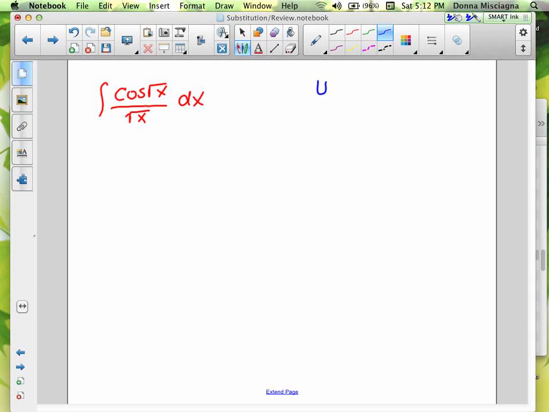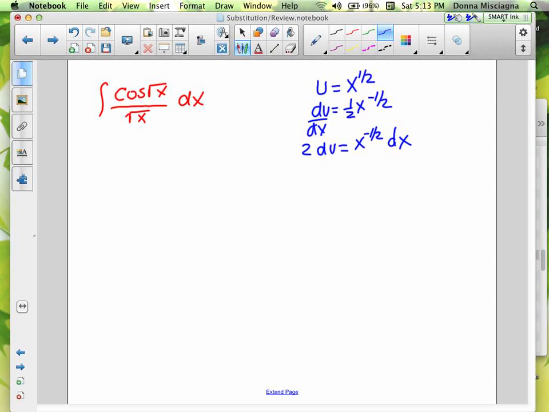What will my u be? Try and maybe think in your head what u is going to be before I write it down. So u is going to be x to the 1/2, or square root of x, because I see du there. du dx is equal to 1/2 x to the negative 1/2, since the 1/2 moves in front. And I see x to the negative 1/2, I just don't see a 1/2. So 2 du equals x to the negative 1/2 dx.